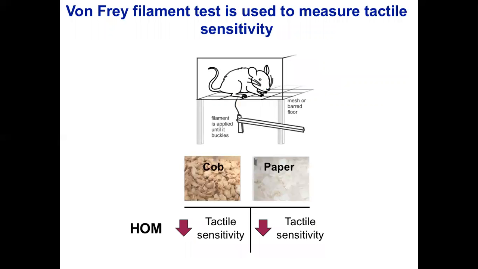To assess tactile sensitivity, I used the von Frey filament test, and I found that tactile sensitivity was decreased for CAMK2 alpha E183V homozygote mice raised on cob and paper bedding compared to wild type, and that this response was exaggerated for mice raised on cob bedding.